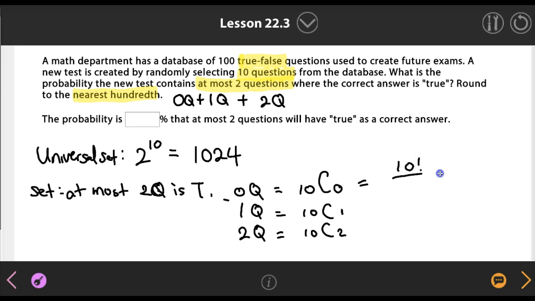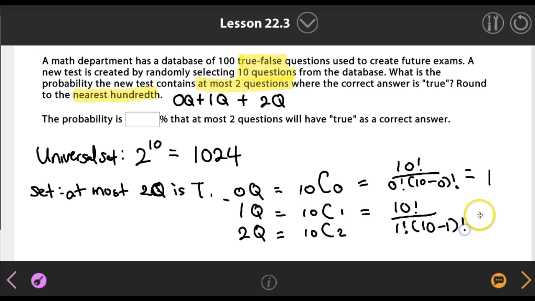That would be 10 factorial over 0 factorial times 10 minus 0 factorial. I already know this is 10, 9, 8, 7, 6, 5, 4, but that's the same on the bottom. And 0 factorial just means 1, and that's what the textbook says. So that's just 1. What about this one? This is 10 factorial over 1 factorial times 10 minus 1 factorial. So that will be 10, 9, 8, 7, 6, 5, 4, 3, 2, 1 on top, but over here it starts from 9 and goes down. 1 means nothing, so my answer is 10.